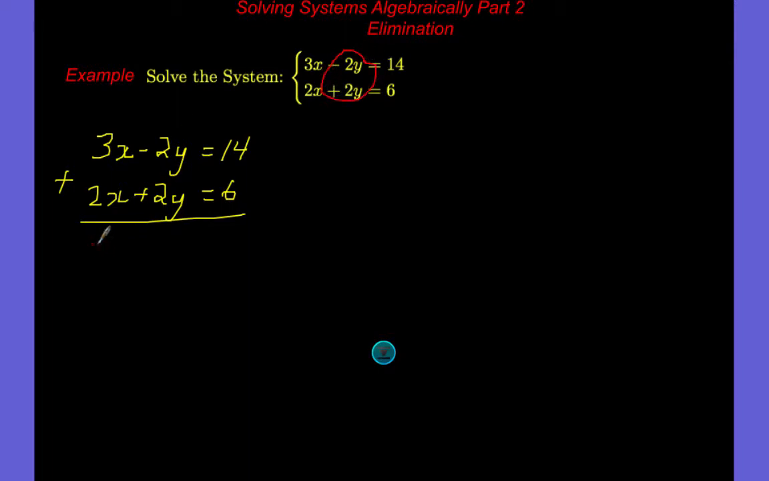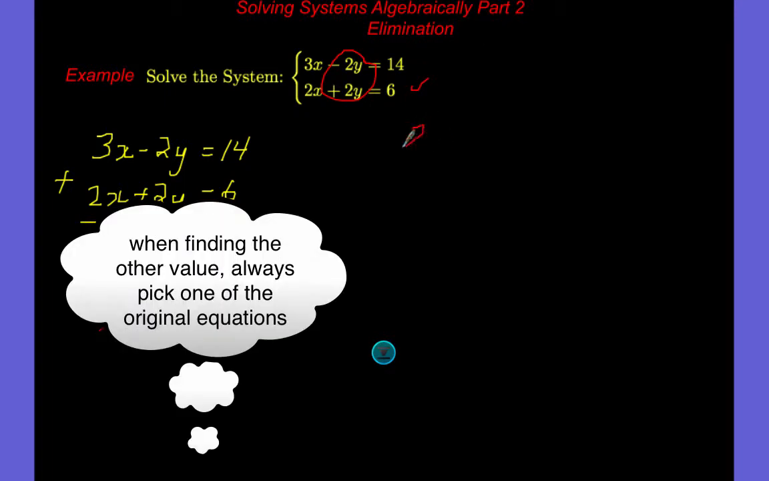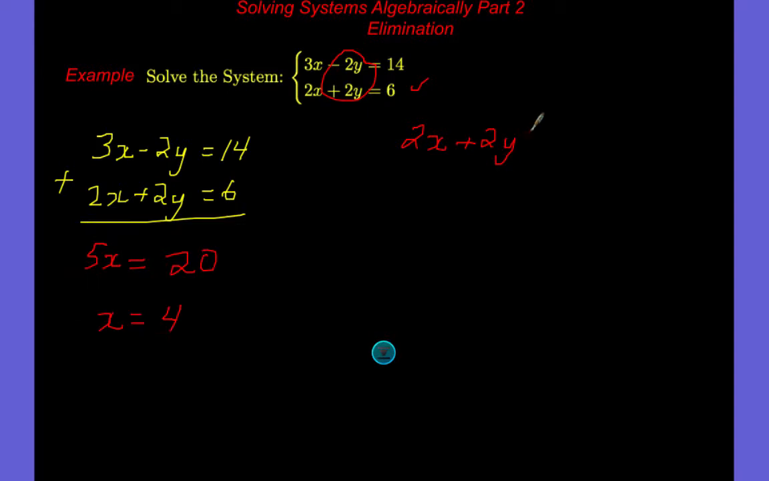So there's our additive inverses right here. Okay? So we're going to have 5x now plus 0y, I'm not going to write that, equals 14 plus 6 is 20. So that means x is equal to 4 if we divide each side by 5. Now, I have to find my y value by plugging my x into one of these two equations. I'm going to pick the second one because the numbers are smaller. 2x plus 2y equals 6.